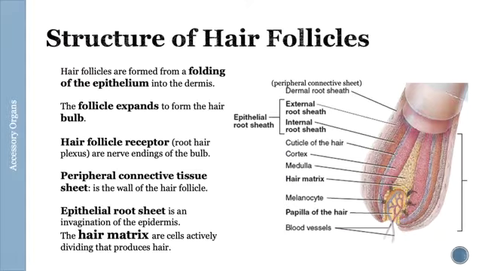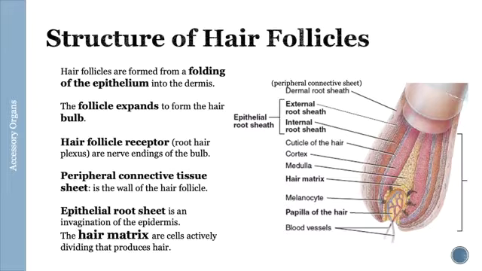Talking now about hair follicles. Hair follicles are formed from a folding of the epithelium into the dermis. So that very deep end of the hair is, to say the least, an extension of the epidermis that allows hair to grow. So that's why we say that hair is an accessory structure of the skin, because basically it is formed out of the cells of the skin. The follicle expands to form the hair bulb. So it's kind of like an indentation that we have in here.